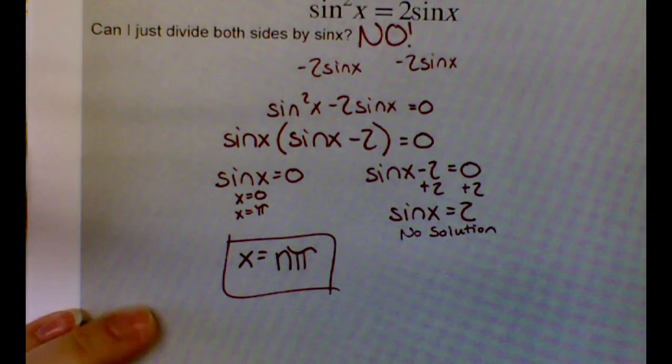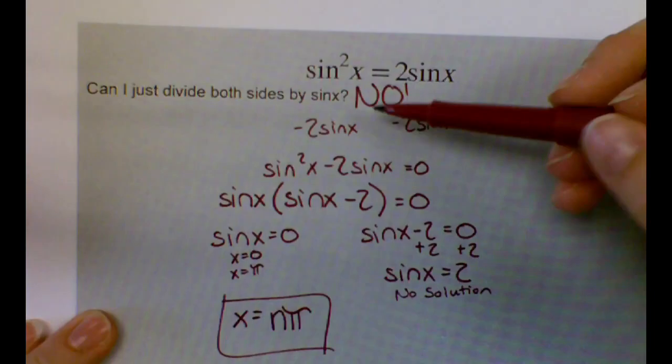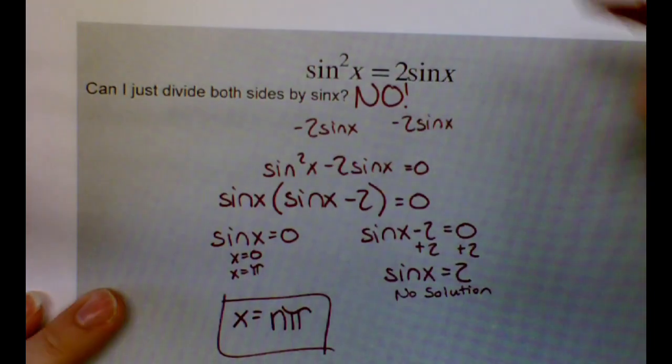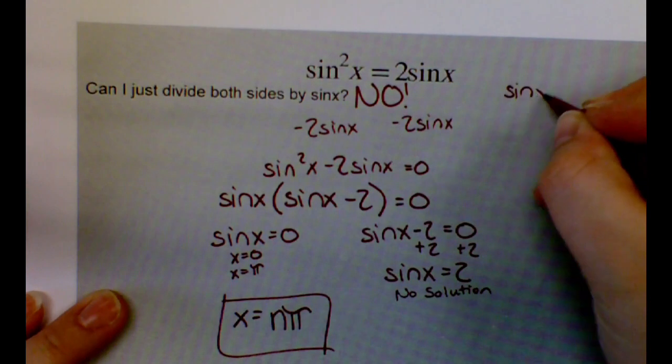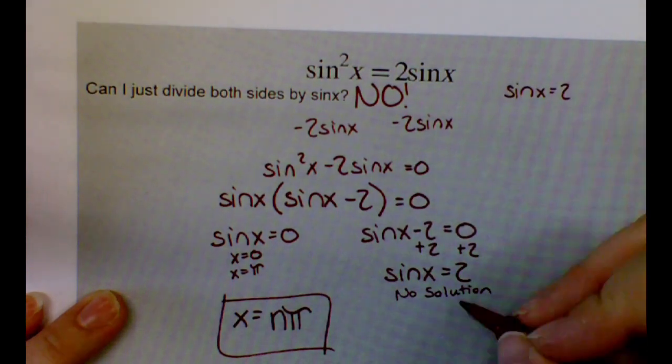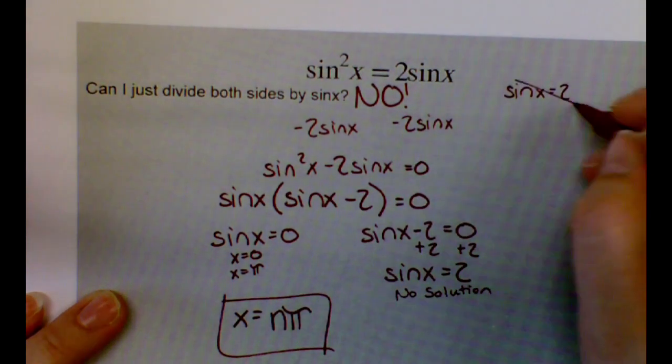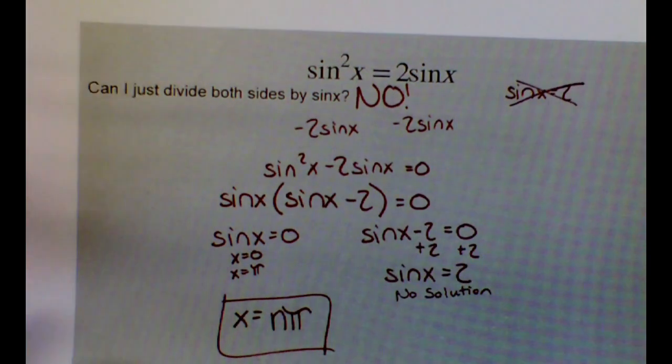The reason, sorry, let's go back to this. If we had just divided both sides by sine, we would have had sine of x equals 2. Oh, we would have said no solution. That wasn't our answer. Our answer was n pi.